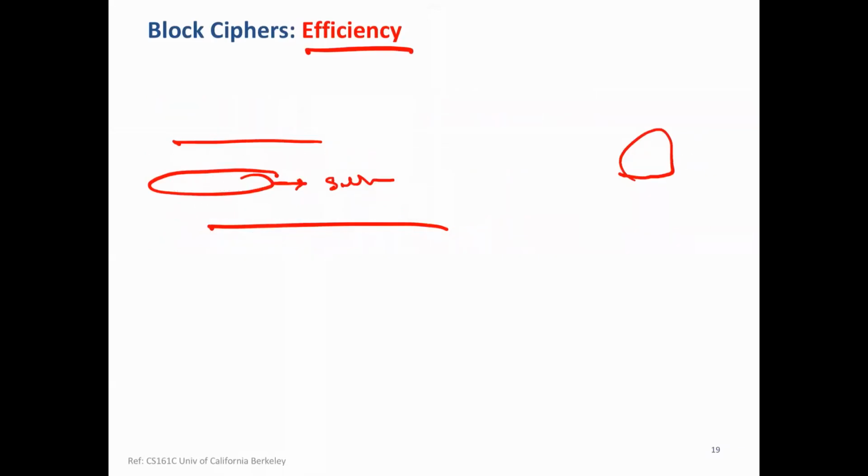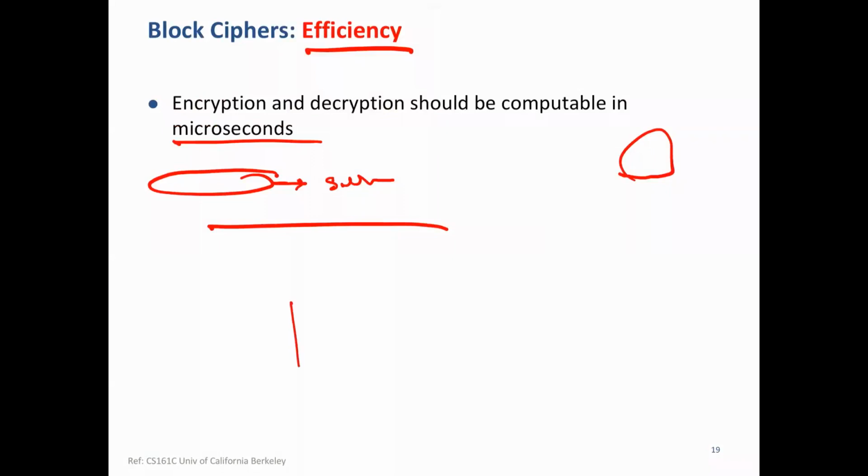Okay, so we have studied block ciphers. Just to recap, block ciphers use a block of data, which is n bits, and transform it into a permutation of n bits.